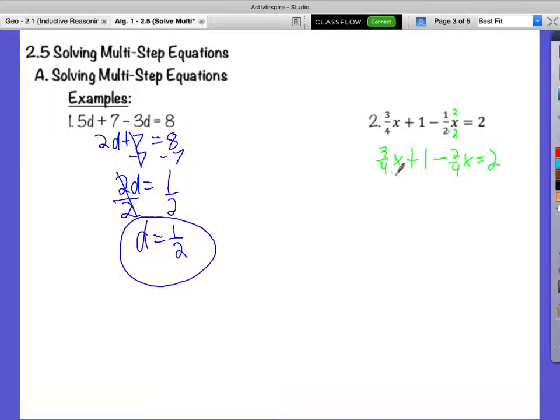Okay, so now 3/4 x minus 2/4 x. What's 3 minus 2?